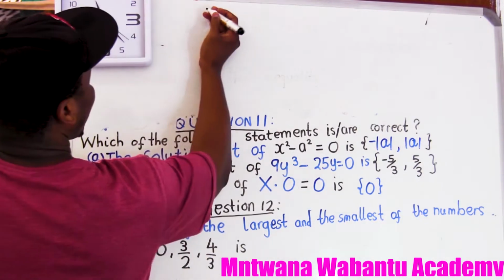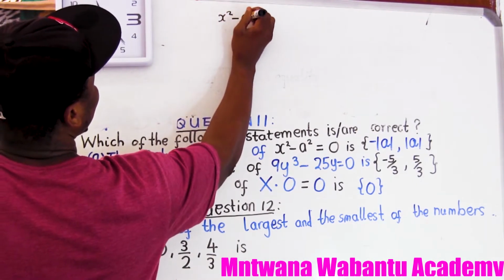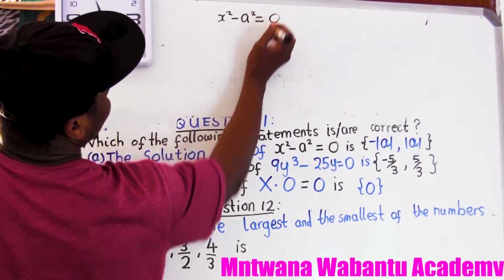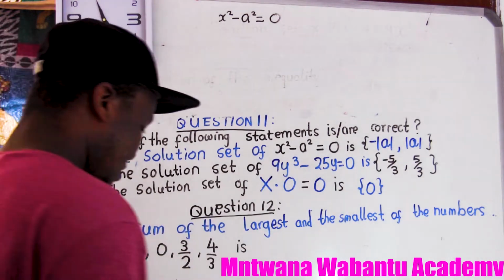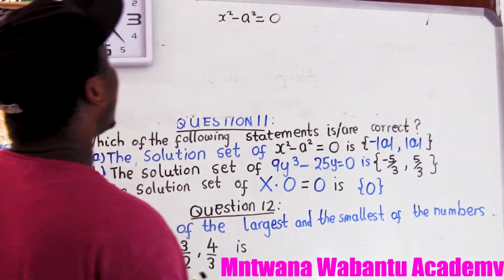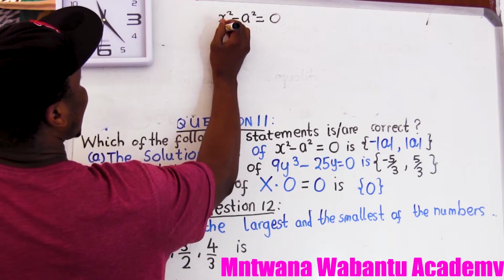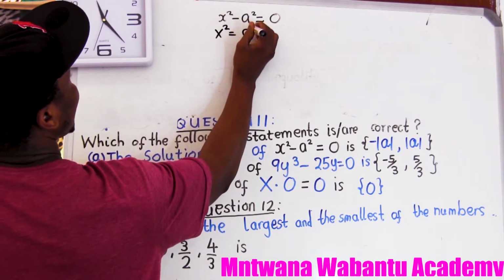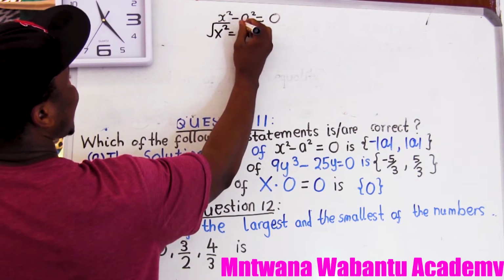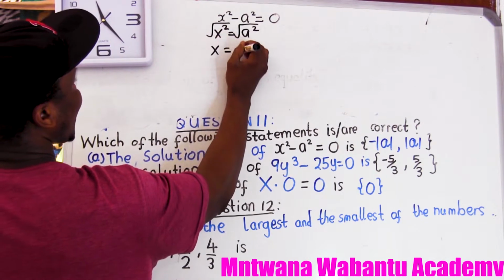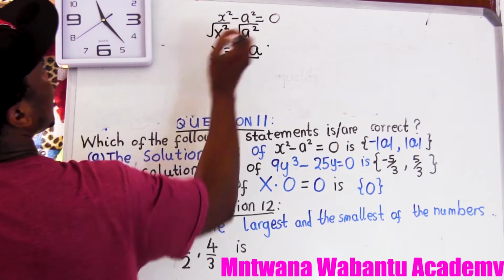So I'm going to say x squared minus a squared equal to zero. So we want to see if it's going to be true or not. Okay, so now I can take this over. I can just say x squared equal to a squared, and then I can square root here and square root there. So x equals plus or minus a. You see what I'm saying?